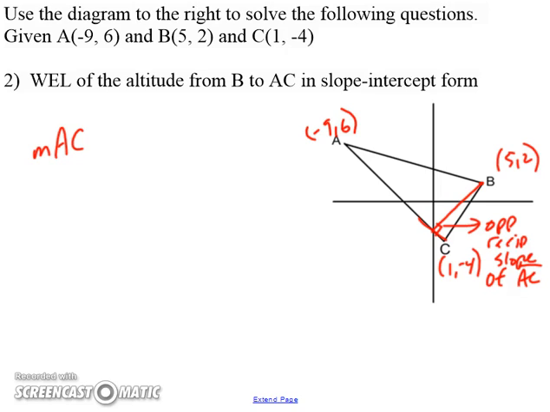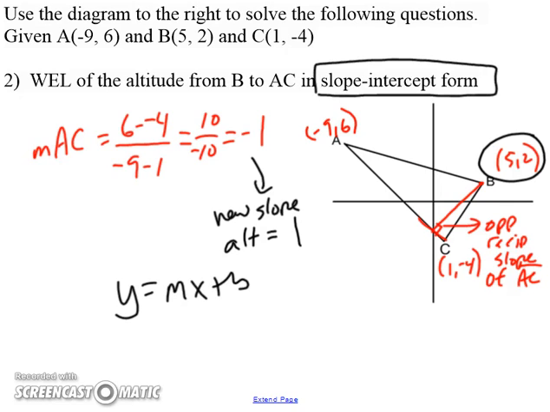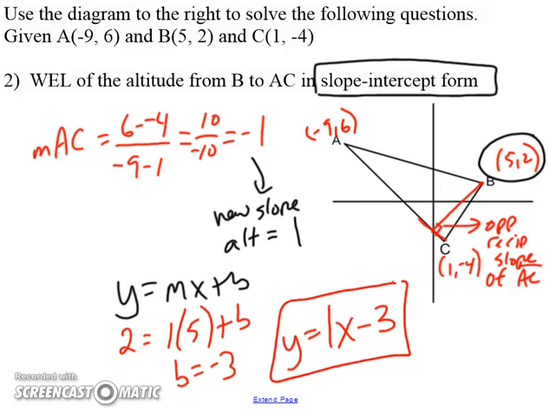Finding the slope of AC, plugging those ordered pairs into my slope formula, I get a slope of -1. But I need to take the opposite reciprocal slope, which means my new slope of the altitude is +1. Then I have my point, so I can plug these into my equation of the line, and we're talking about slope-intercept form here. I can plug in my y value, my slope, and my x value, and solve for my y-intercept, which I get is -3. I now have everything I need for the equation of the line.